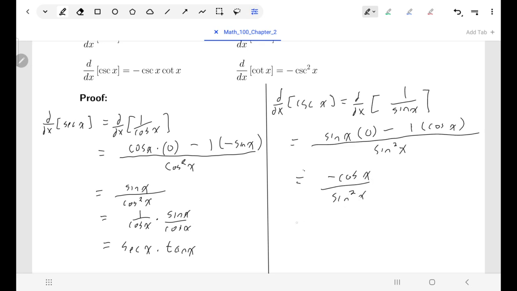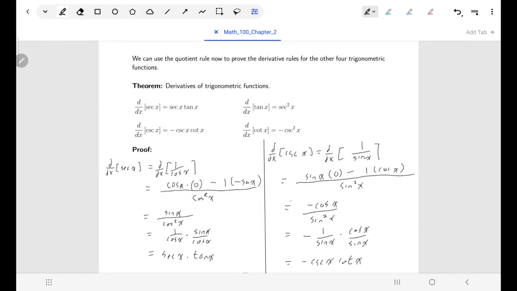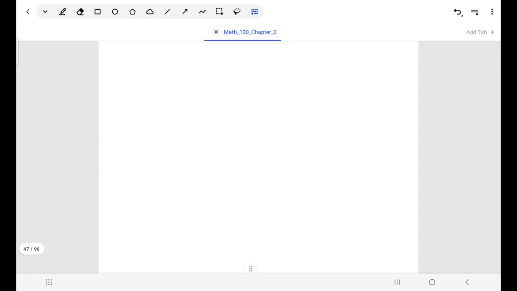And then, of course, we can split that up in the same way that we did with the secant proof, as negative 1 over sine times cosine over sine. And there we go. We've got our negative cosecant cotangent. All right, so let's do the last two. So tangent and cotangent next.